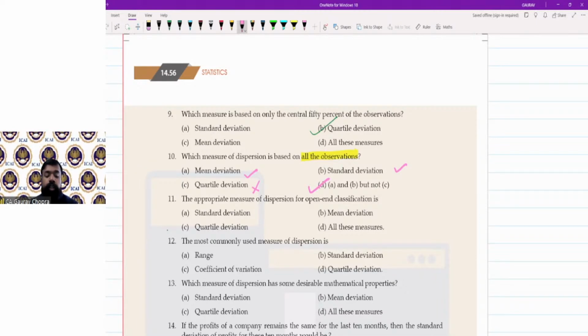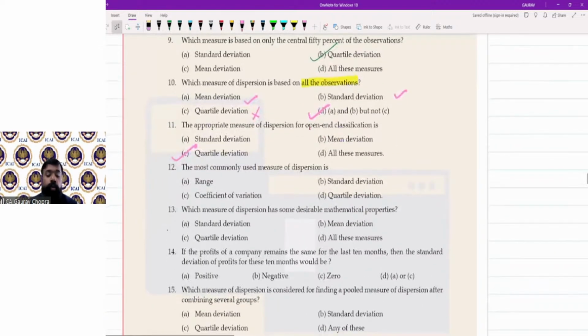Appropriate measure of dispersion for open-ended classification. So when it is open-ended, then we use quartile deviation. This also we have done now. Most commonly used measure of dispersion, सबसे ज्यादा काम आने वाला कौन सा है? It is standard deviation, which has some desirable mathematical properties. जिस जो सबसे best है, which is having the best properties, it is standard deviation. Standard deviation.